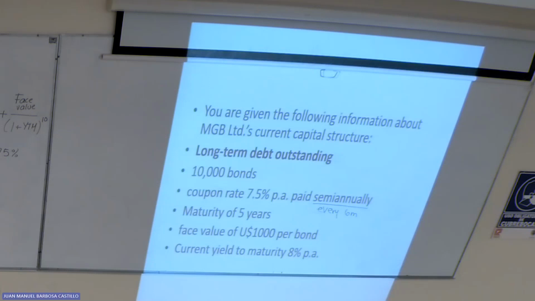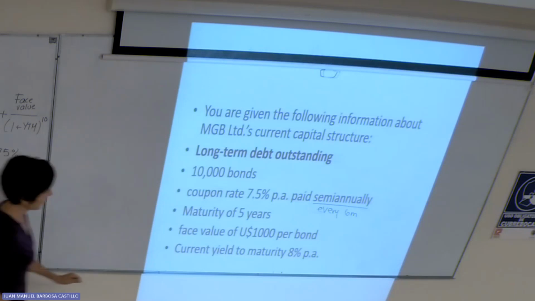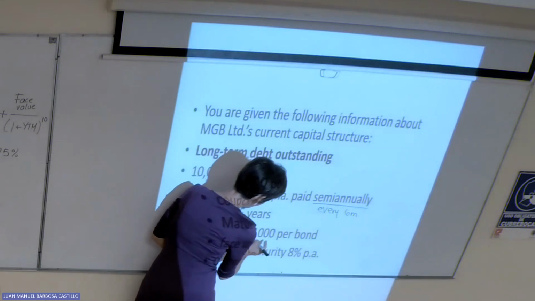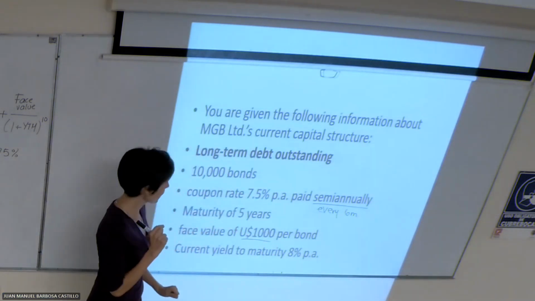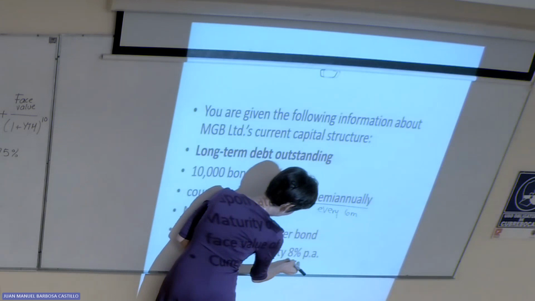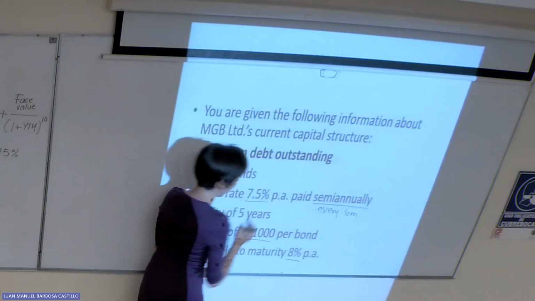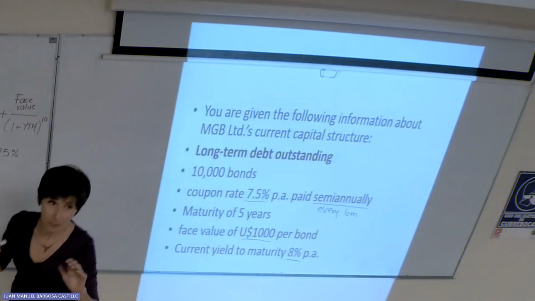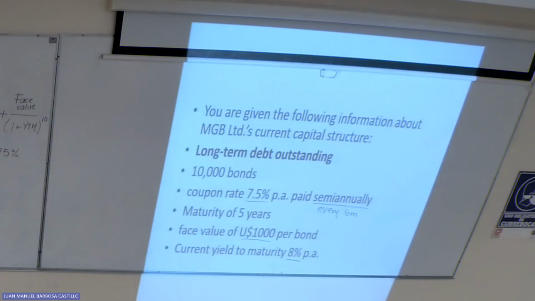Before you give me the number, hold your horses. The face value is 1,000. The yield to maturity is 8%, and the coupon is 7.5%. Just by looking at those numbers, should the price of this bond be greater than, equal to, or lower than 1,000?